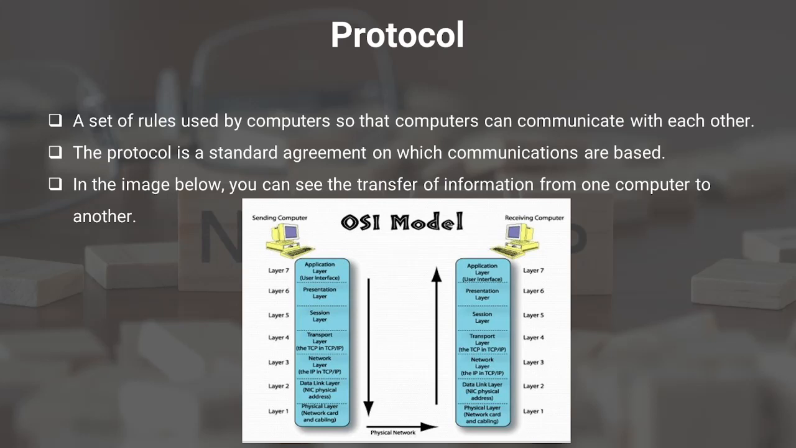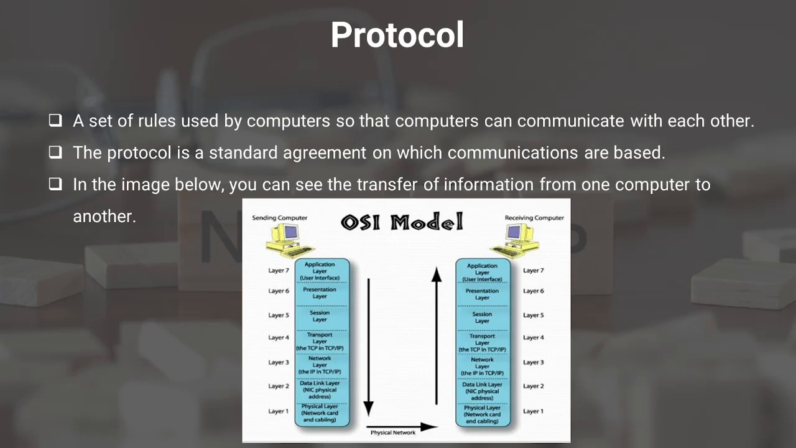Let's start with layer 7, the application layer, using the user interface. Then we have layer 6, the presentation layer. After that, layer 5, the session layer, and then the transport layer, which we call TCP in TCP/IP. We have the network layer, the IP in TCP/IP. Layer 2, the data link layer, NIC, physical address. And then layer 1, the physical layer, network card and cabling. Then we have the physical network here.